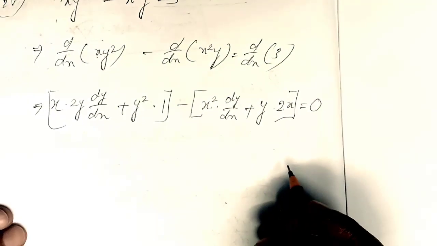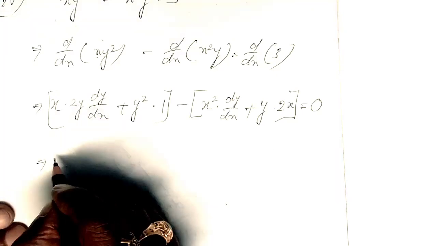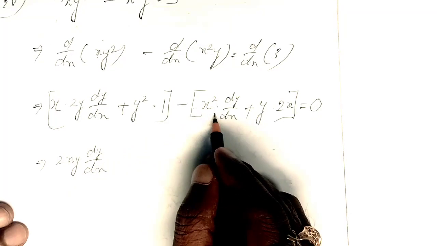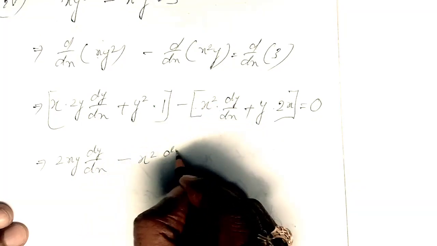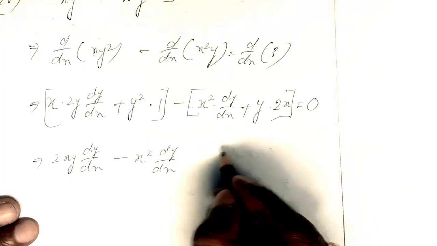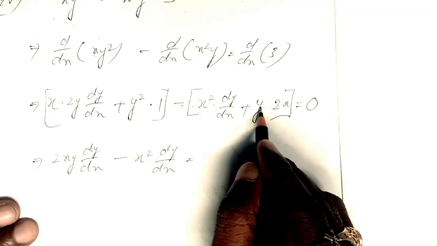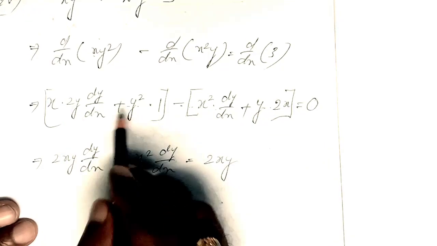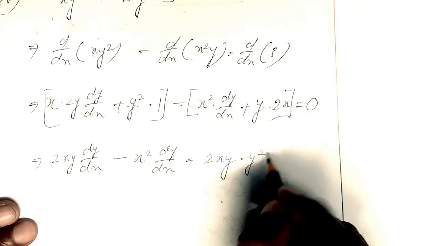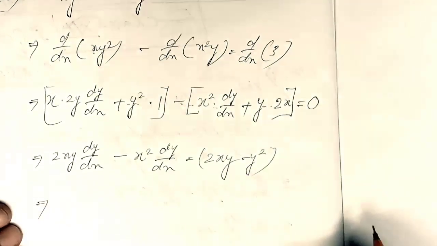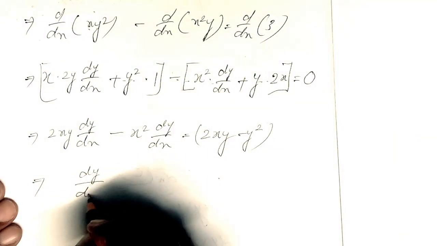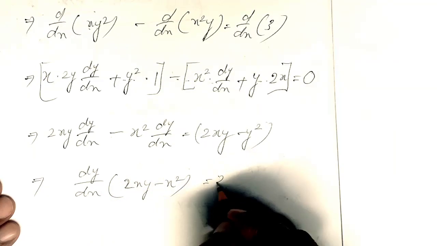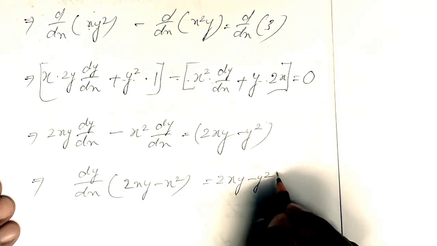Okay. Now you have to separate dy by dx. See, here is 2xy dy by dx. And here also minus x square dy by dx after opening the bracket. The remaining part you take to that side. This will be minus 2xy, taking that over, so this will be plus 2xy. And here it will be plus y square, taking that over, so this will be minus y square. After that you have to take dy by dx common. 2xy minus x square into dy by dx is equal to 2xy minus y square.